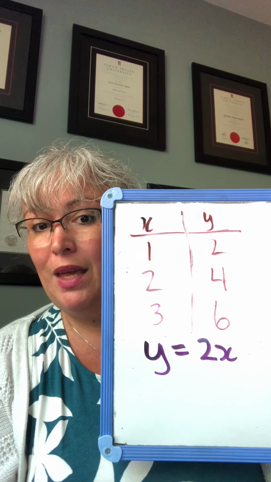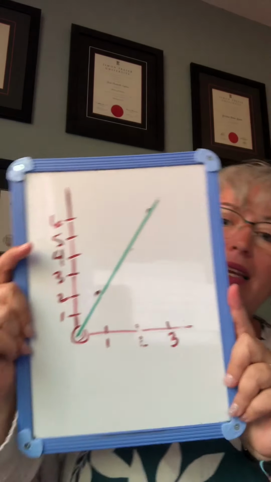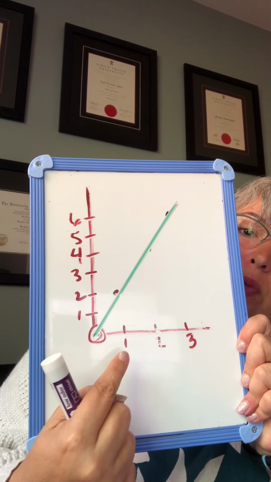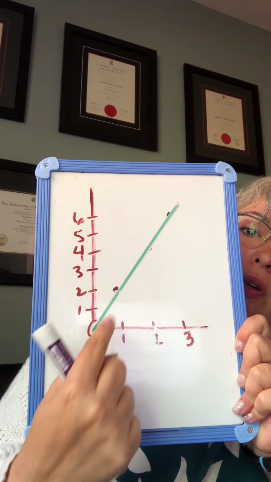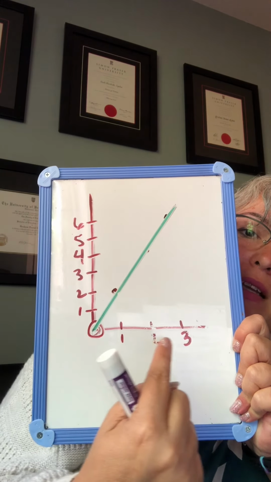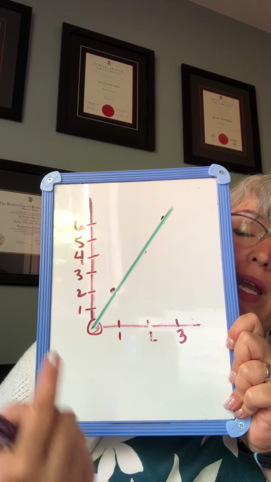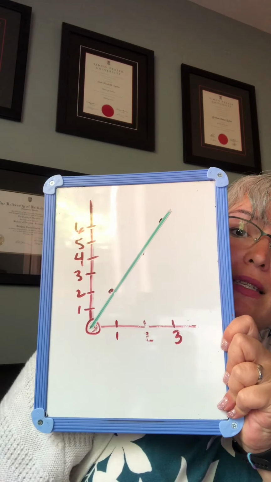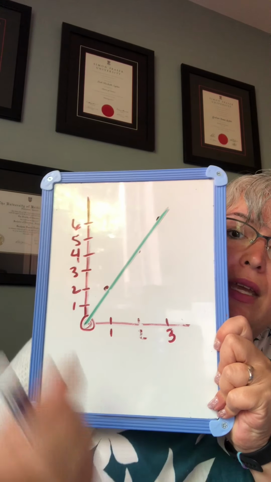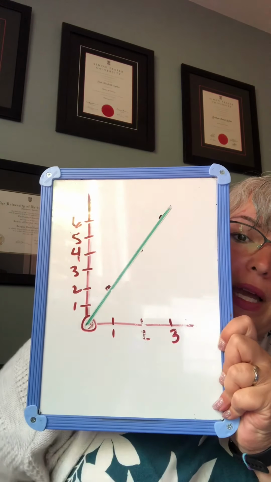So, we can actually graph this, right? We've graphed this information before. This is it as a graph. So when x was 1, y was 2. When x was 2, y was 4. When x was 3, y was 6. And then when x is 0, y is 0. So we're able to take this all the way up.